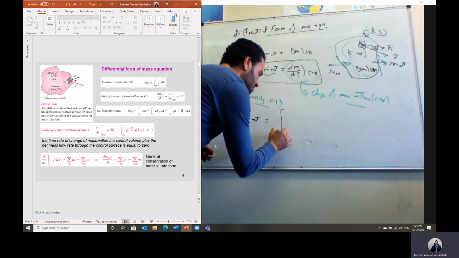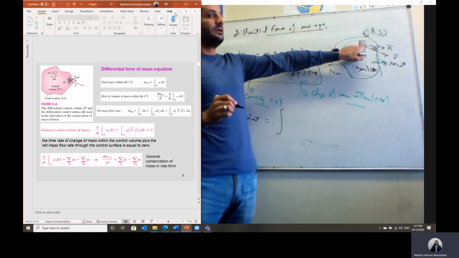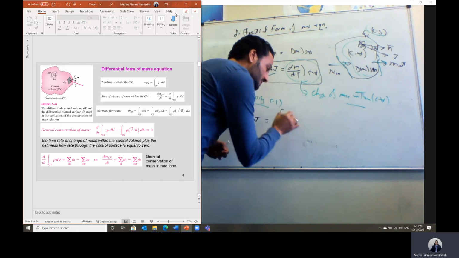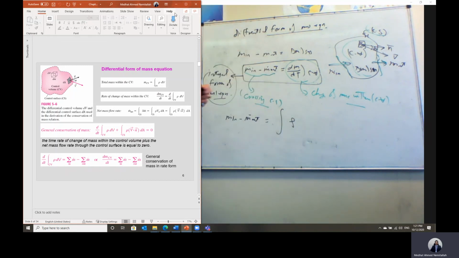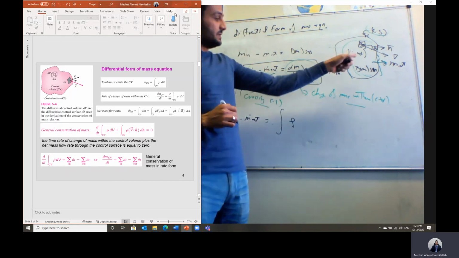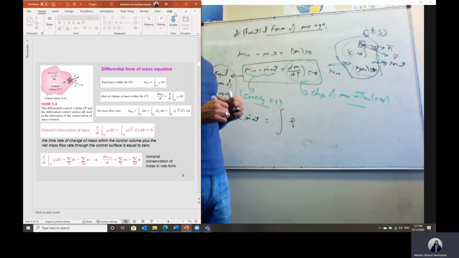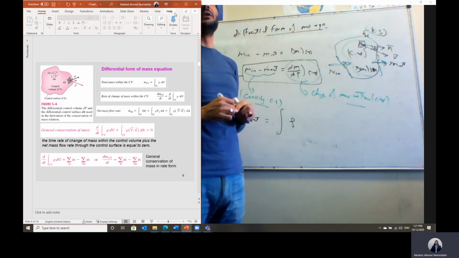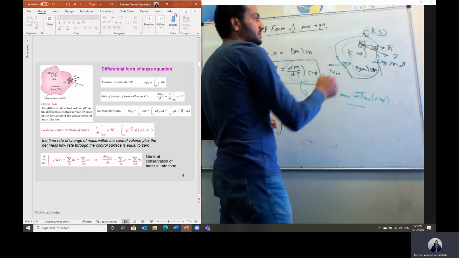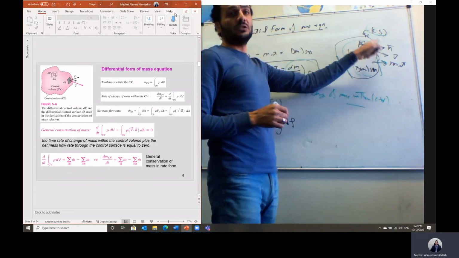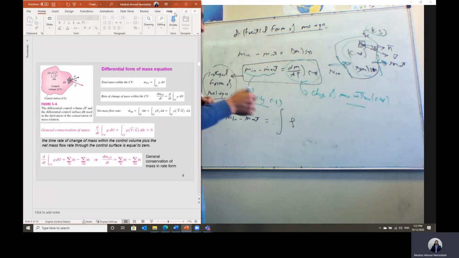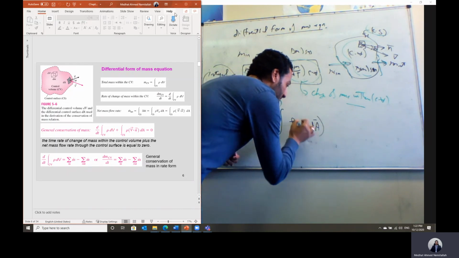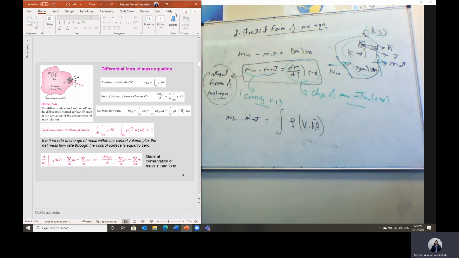This mass should equal the integration of the mass leaving this element. So the mass of this element is equal to what? It is equal to the density multiplied by the area, multiplied by the velocity. And this velocity is the velocity normal to the area, or it is equal to the area multiplied by velocity cosine theta. Velocity cosine theta is the dot product of velocity with the delta area.